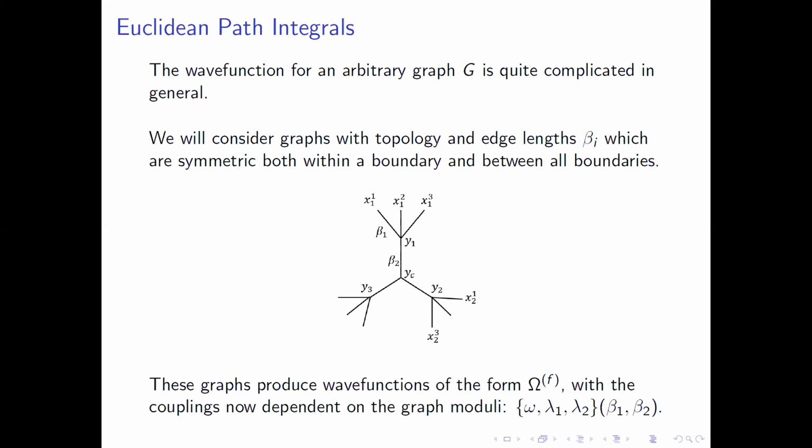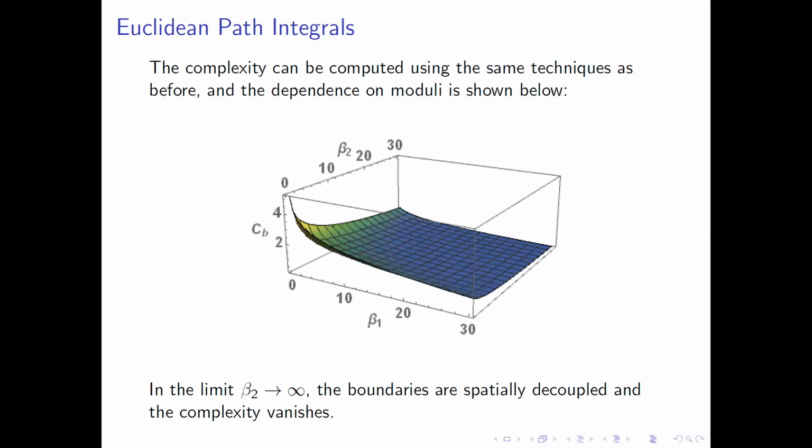But the couplings omega lambda 1 and lambda 2 are now dependent on the graph moduli, beta 1 and beta 2. So we can study the dependence of the complexity on these graph moduli as we vary them. So again, the complexity can be computed using the same techniques, and the dependence on the moduli is shown below. So there are 2 things to note about this graph. First, in the large beta limit, which is more like the low temperature limit, the boundaries are becoming spatially decoupled. At least that's the wormhole picture of things, and the complexity vanishes. So this is like the very small entropy regime.